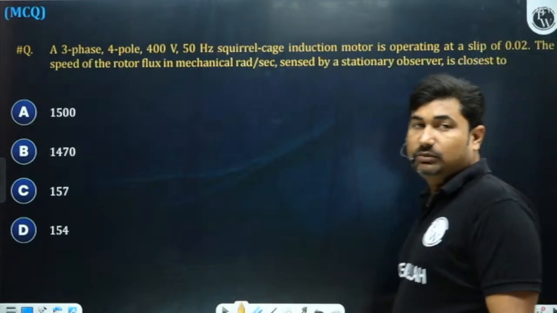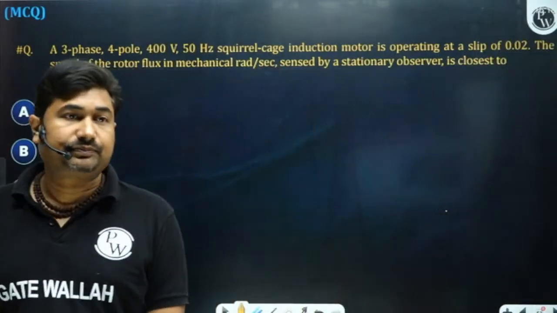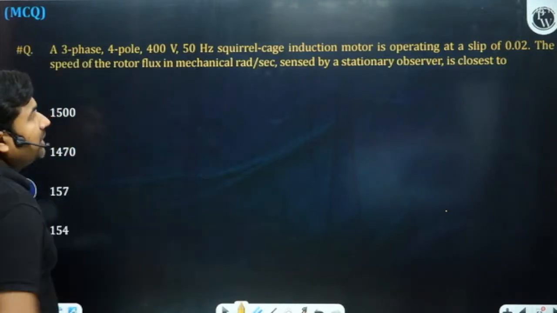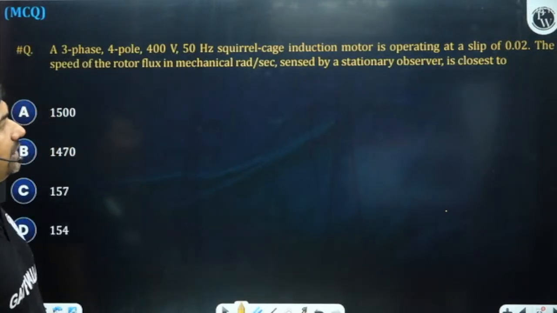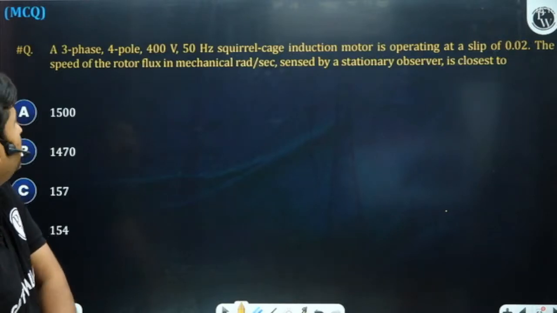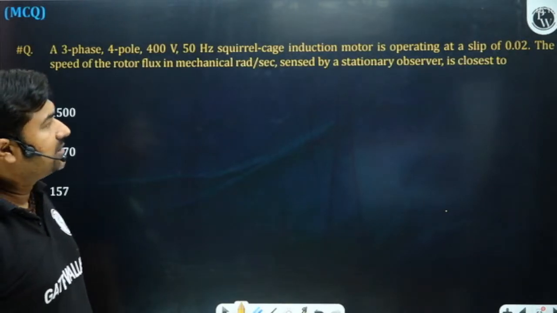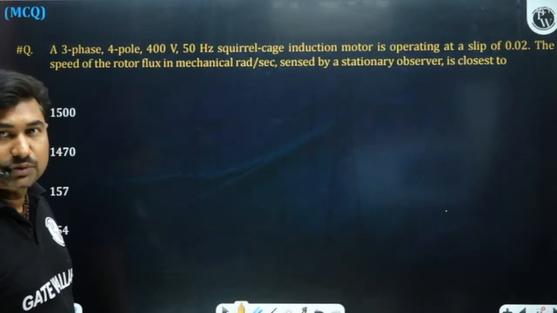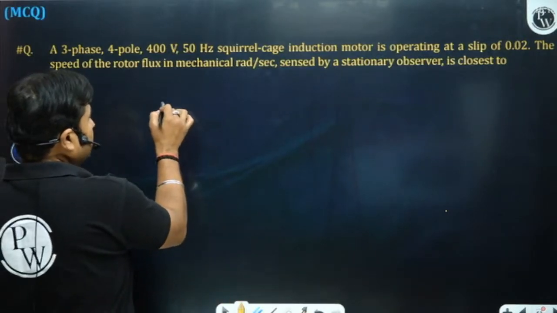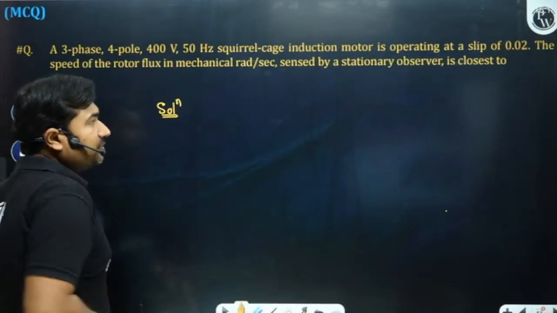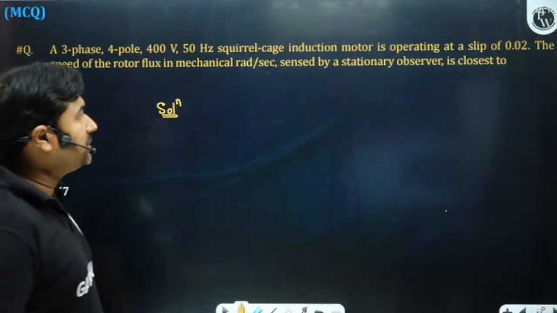Let's talk about some questions based on the induction machine. A 3-phase 4-pole 400 volt squirrel cage induction motor is operating at a slip of 0.02. The speed of the rotor flux in mechanical radian per second sensed by the stationary observer is close to. What is the must condition for production of steady state electromagnetic torque? Relative speed between stator field and rotor field must be 0.